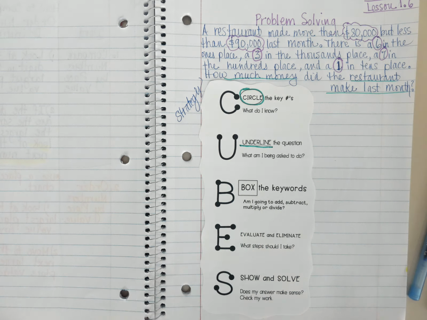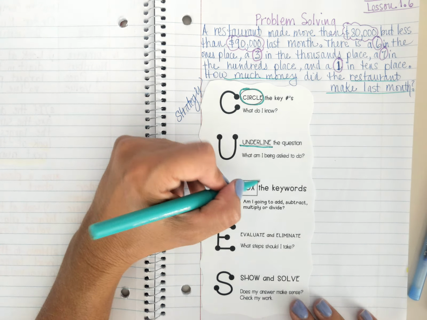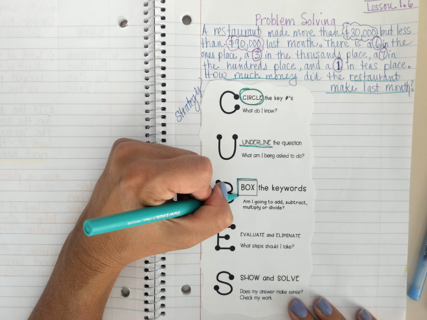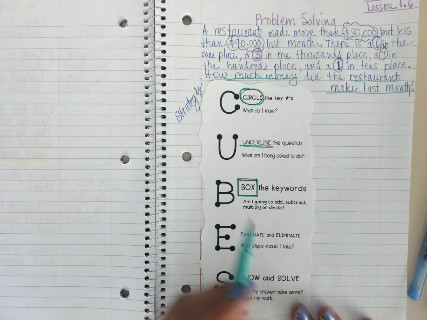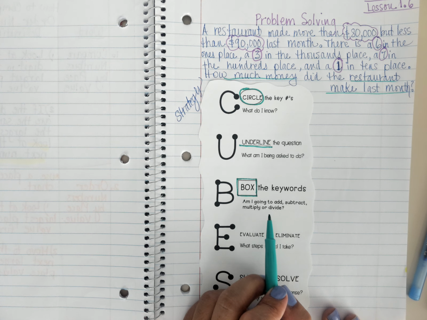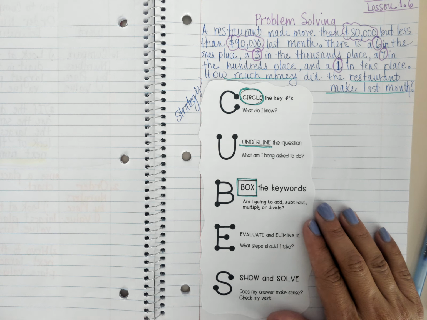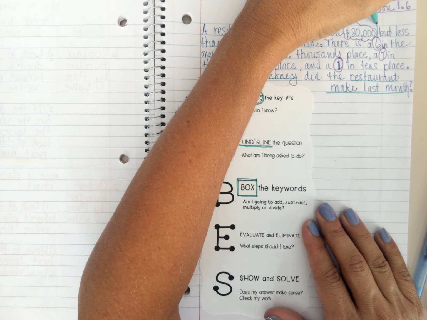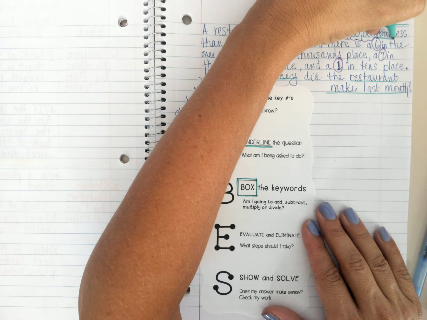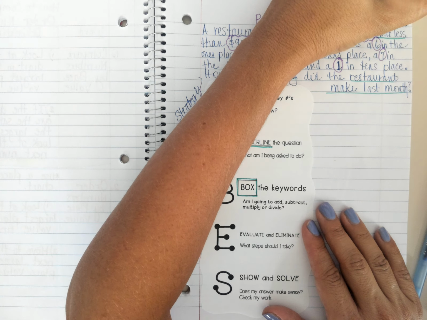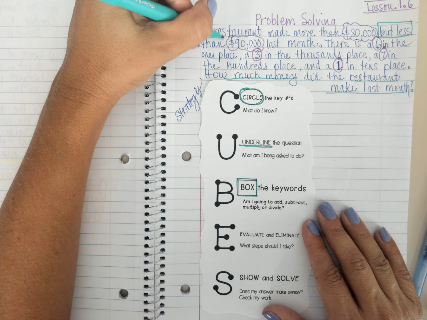And I underlined it. Okay, I'm going to also do the next step, and it says to box the keywords. I'm not going to add, subtract, multiply, or divide. I'm going to put numbers in their place value. And this is important. Less than.